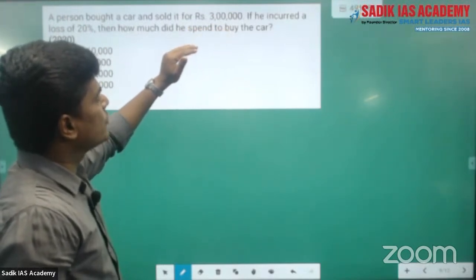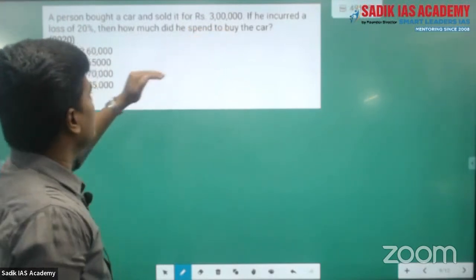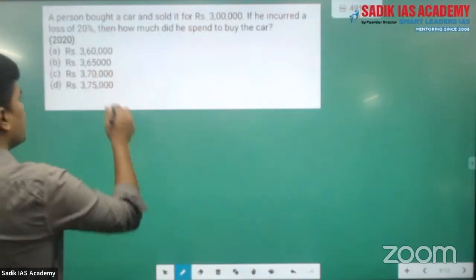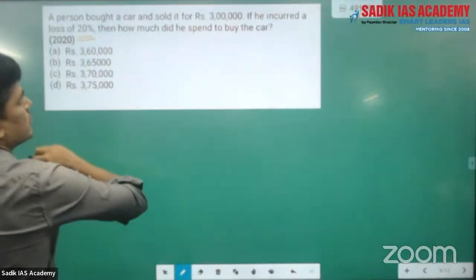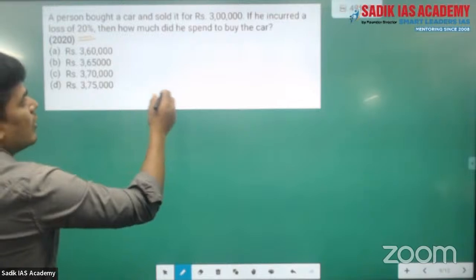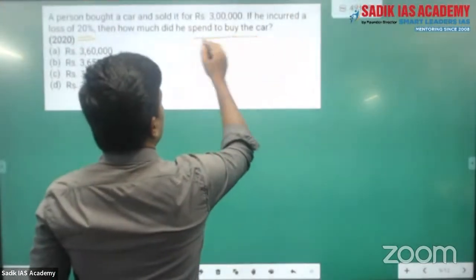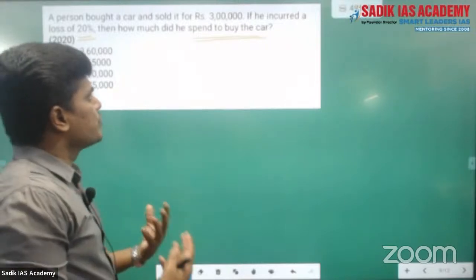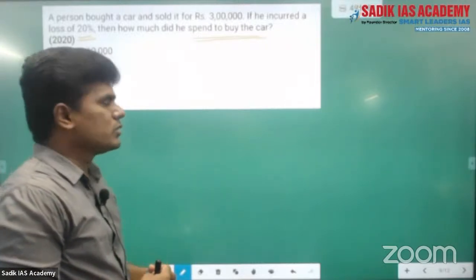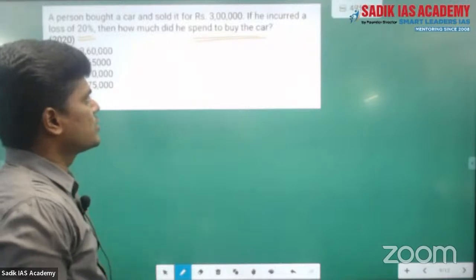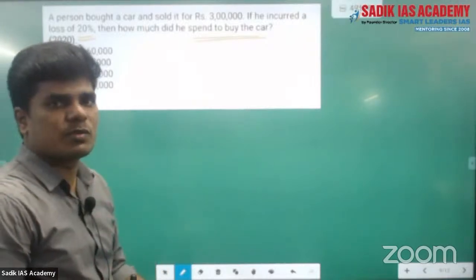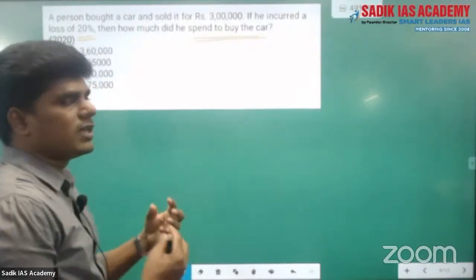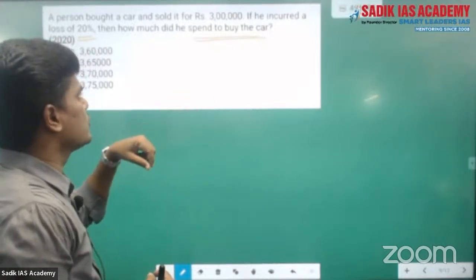When he sold it for 3 lakhs, he incurred a 20% loss. So in that case, what is the cost price? How much did he spend to buy the car? That is the question. We have to find the cost price. I hope you know what cost price and selling price are. With that assumption only, I'm solving this question.